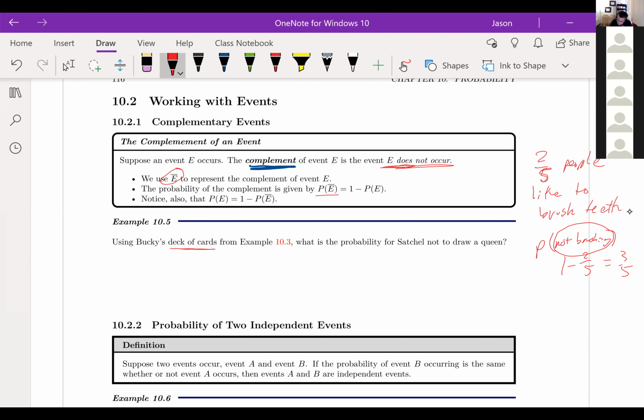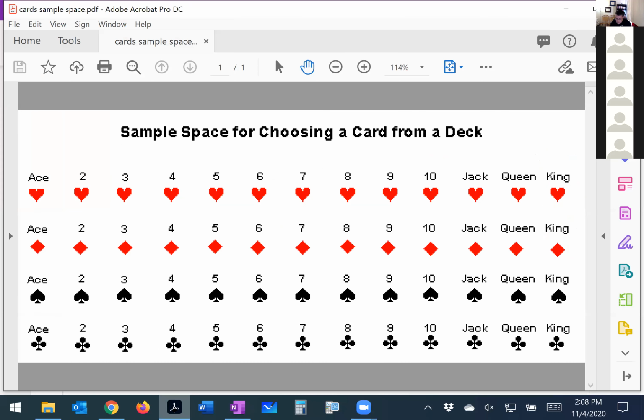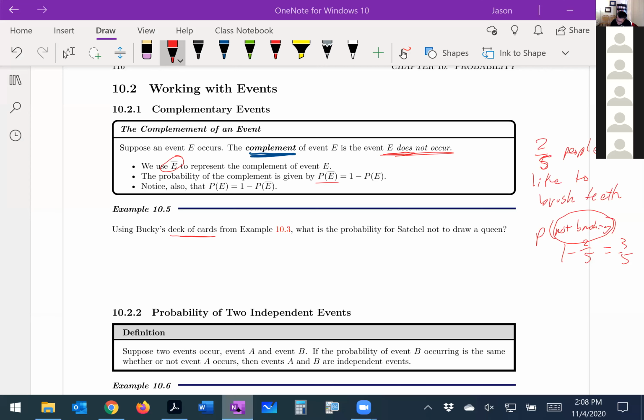Using Bucky's deck of cards. Let me share that. Okay, so here's Bucky's deck of cards. What do we want from Bucky? It says, what is the probability for Satchel not to draw a queen? We want him to not draw a queen. So the probability of not getting a queen would be 1 minus the probability of getting a queen.